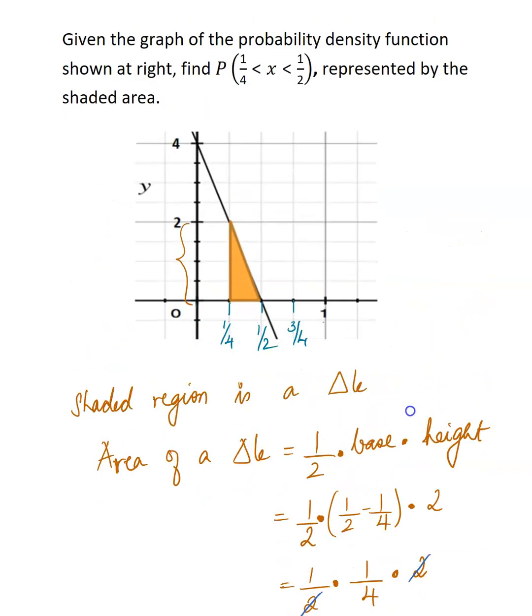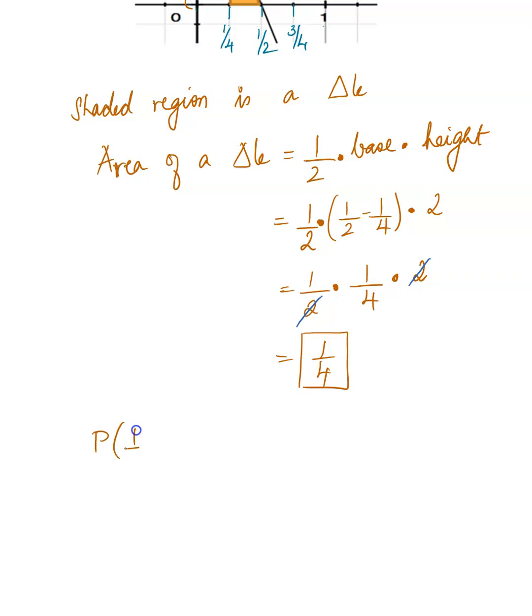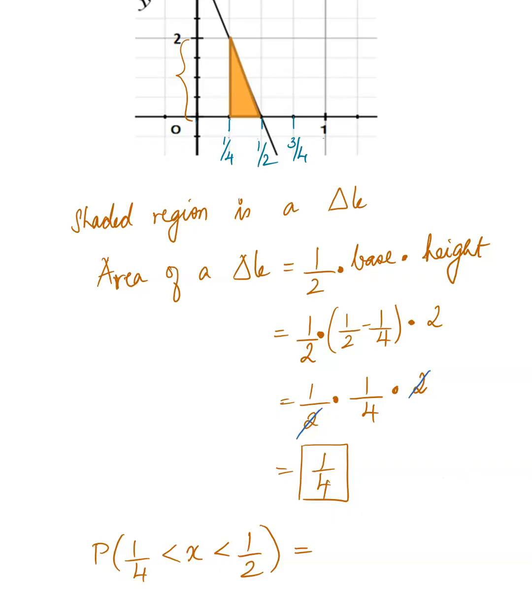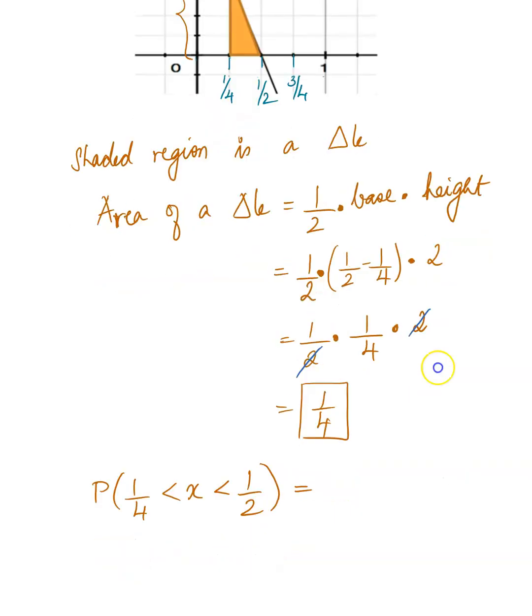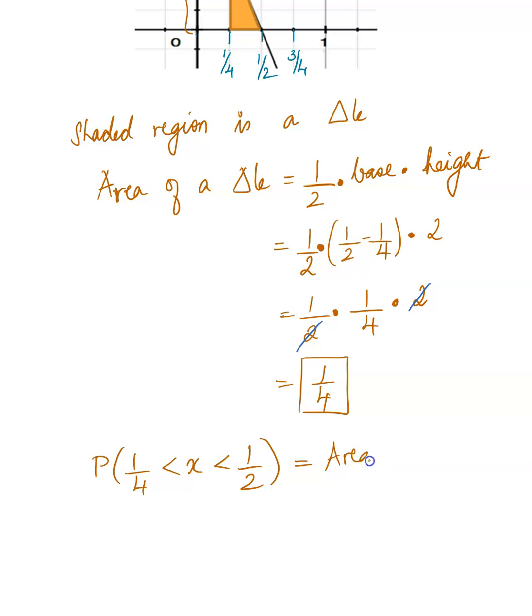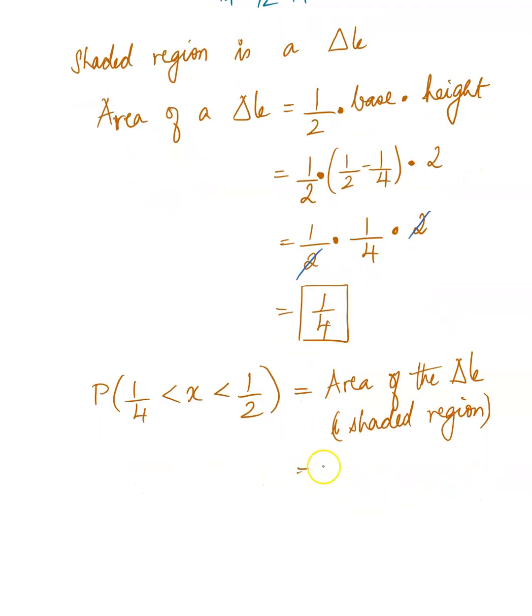But they didn't ask for the area, they asked for the probability of 1/4 less than x less than 1/2. Interestingly, we just established that the probability of a shaded region, which is the area of that region, is the same as the area, in this case, of the triangle. And therefore, the question is answered directly by finding the area of the triangle. So when you have geometric shapes, it's really easy to figure that out. Okay.